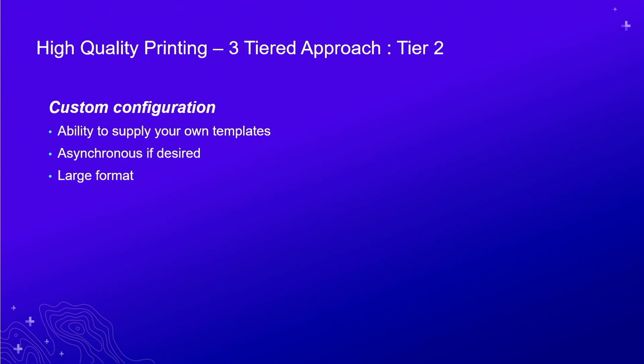Tier 2 is a custom configuration. It's a lot like Tier 1, except you're supplying your own templates. You can optionally make the service asynchronous. And because you're supplying your own templates, you can support large format prints. Note that some large format prints may take a long time, so you might want to move to an asynchronous request if you're doing that, although there are some client concerns when you move to asynchronous requests.